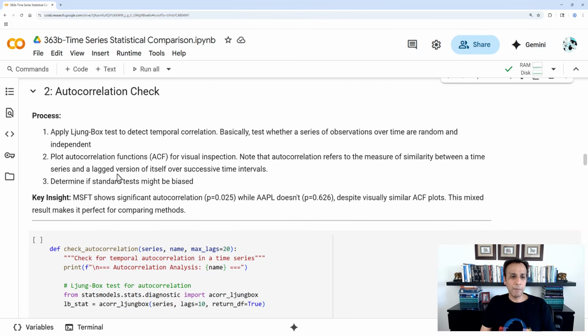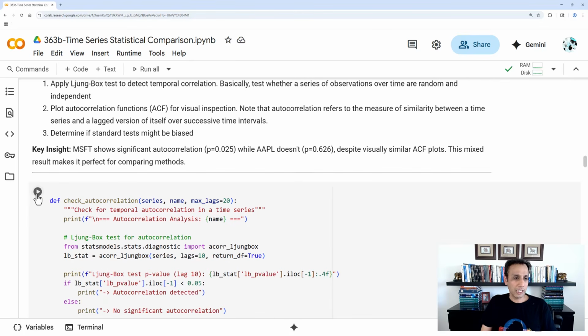Then we can apply our standard test and see if they are biased. I'm showing you the result ahead of time because I did run this code and I got a p-value of 0.025 for Microsoft, and for Apple I got 0.626. Right away you can tell 0.626 is much greater than 0.05, which means we cannot disprove our null hypothesis. For Microsoft we do disprove our null hypothesis because it's technically less than 0.05, but it's so close to 0.05 that we still need to consider that maybe this is not enough. So let's go ahead and run this and look at the result.